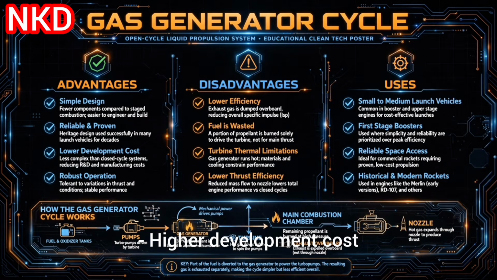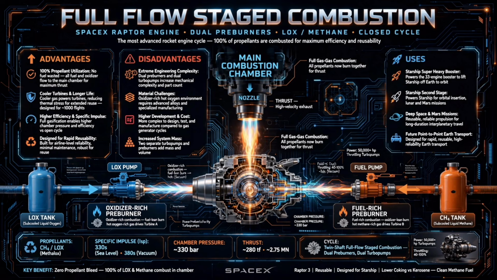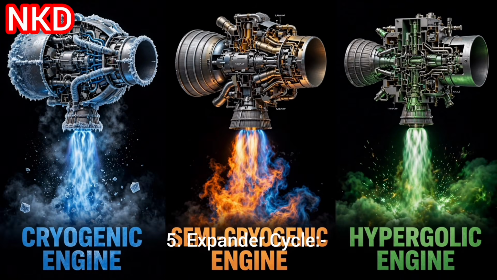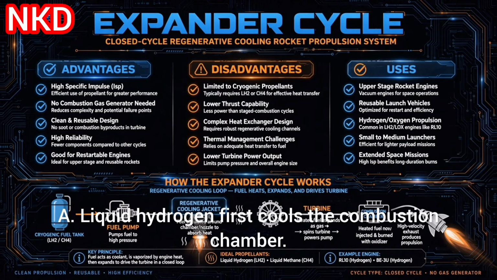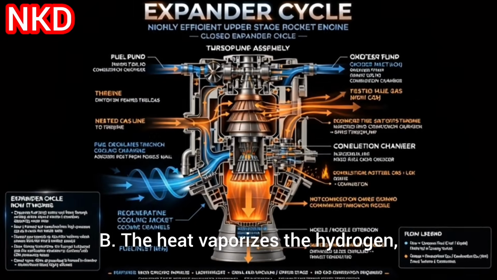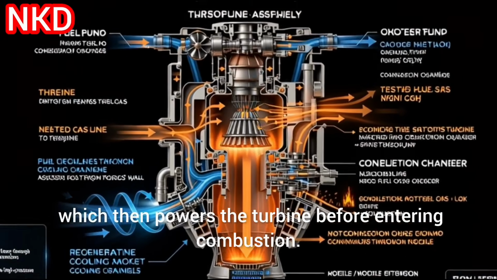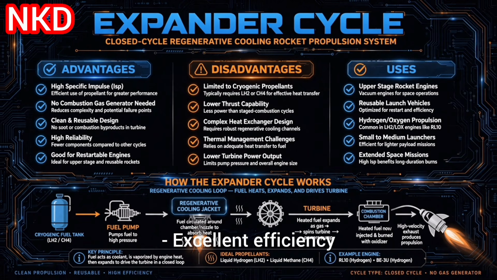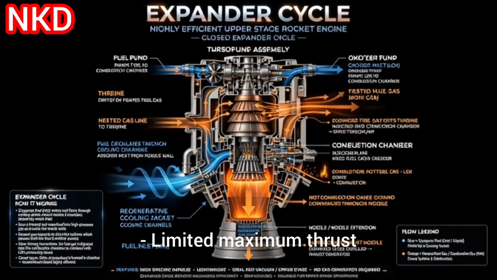4. Full flow staged combustion. A. Advantages: highest efficiency, longer engine life, better reusability. B. Example: SpaceX Raptor. 5. Expander cycle. A. Liquid hydrogen first cools the combustion chamber. B. The heat vaporizes the hydrogen, which then powers the turbine before entering combustion. C. Advantages: excellent efficiency, fewer moving parts. D. Disadvantage: limited maximum thrust.